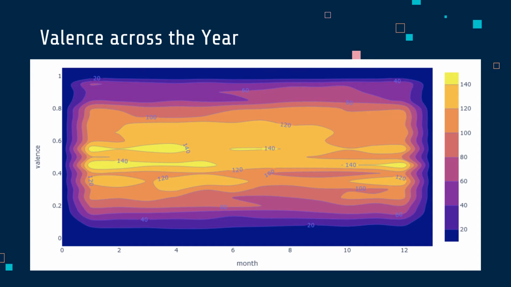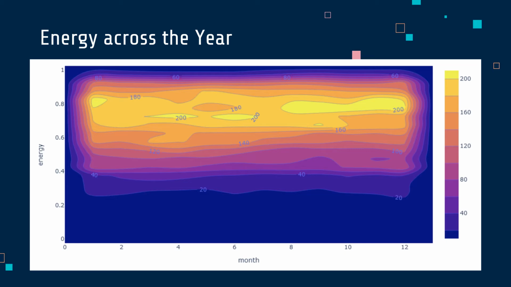Moving on to energy across the year, which was our second best characteristic, you see a similar trend where there are definitive hotspots, but for the most part, the data is just kind of blurred over the entire space, leaving not too much to interpret.